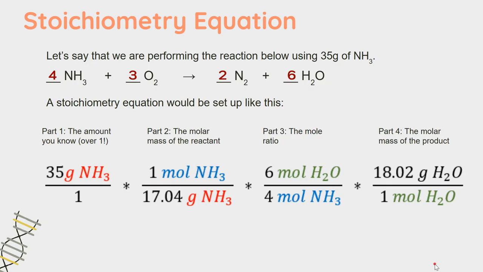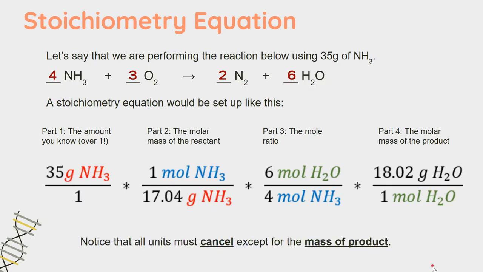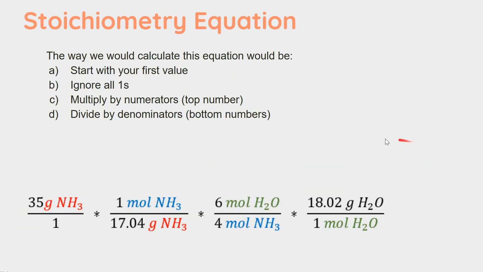Now, how would we actually calculate this? Well, after we acknowledge that all units cancel except for that last unit, we could type this into our calculator. And the way we would calculate this is we'd start with our first value, 35. We would ignore any ones in the problem. We'd multiply by numerators and divide by denominators. So really, we'll start with 35.